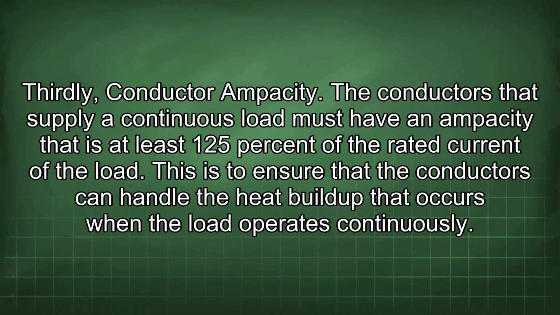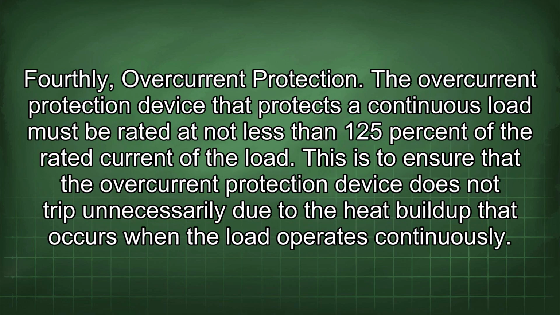Thirdly, conductor ampacity. The conductors that supply a continuous load must have an ampacity that is at least 125% of the rated current of the load. This is to ensure that the conductors can handle the heat buildup that occurs when the load operates continuously. Fourthly, overcurrent protection. The overcurrent protection device that protects a continuous load must be rated at not less than 125% of the rated current of the load. This is to ensure that the overcurrent protection device does not trip unnecessarily due to the heat buildup that occurs when the load operates continuously.